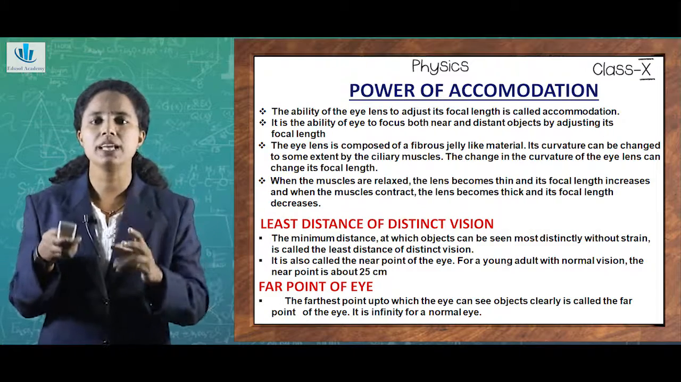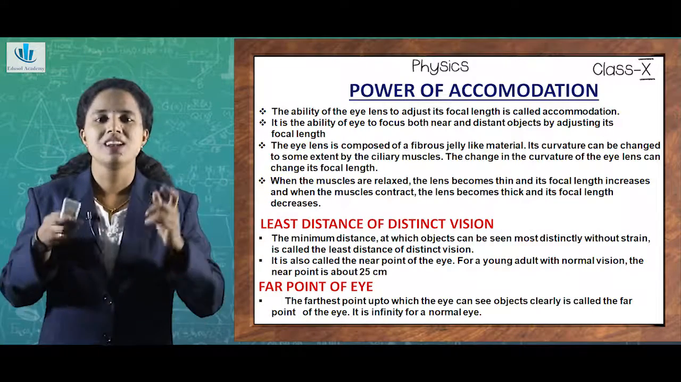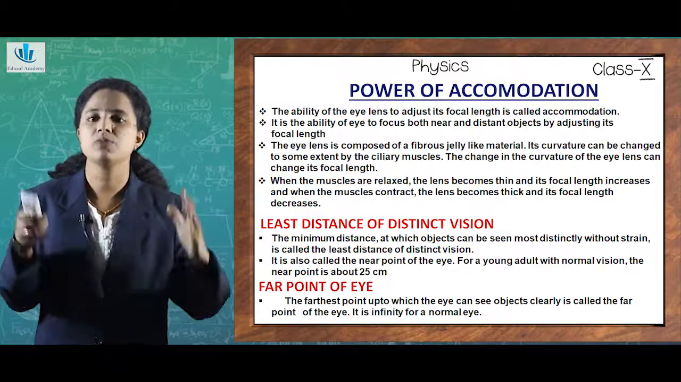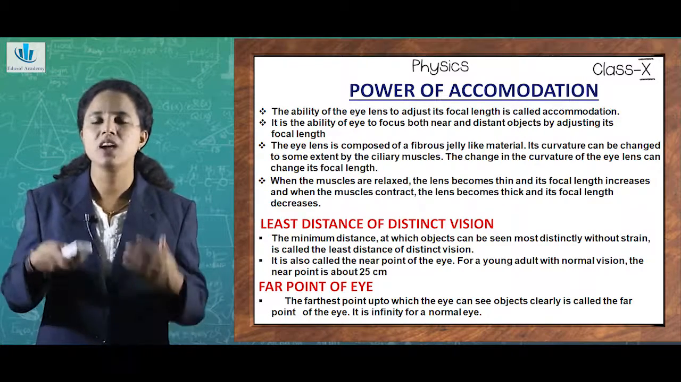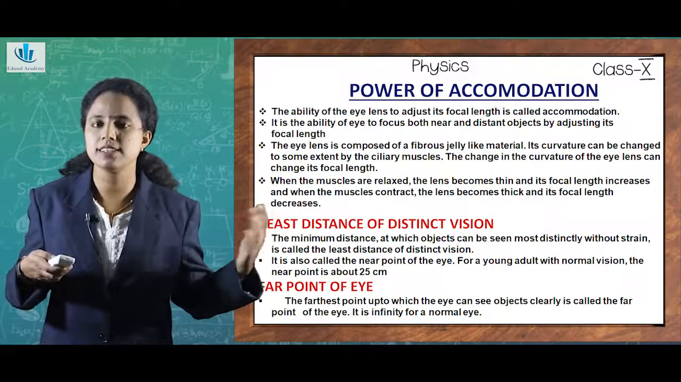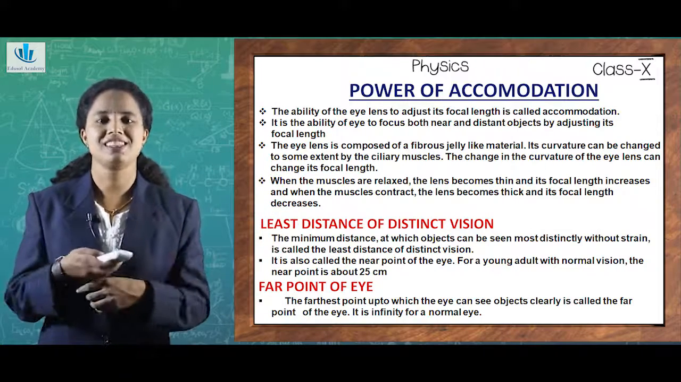So what may be happening in the other case? Now we have told what happens when we view the objects nearby. So what happens when we view the objects that are at a distance? We can have a detailed discussion.